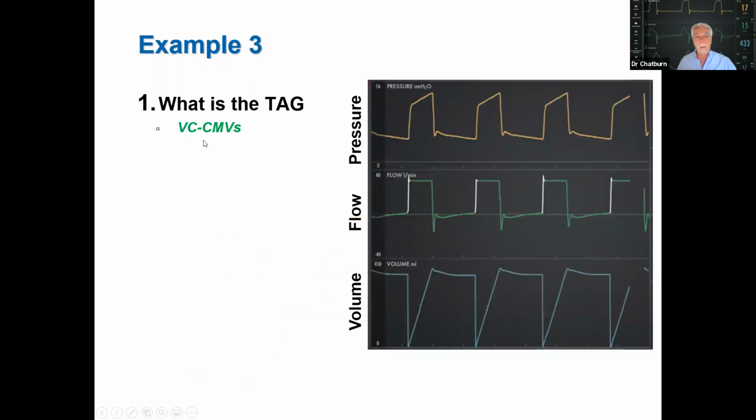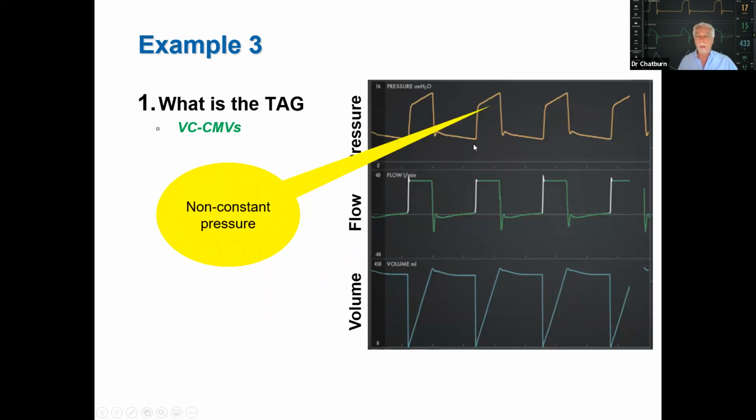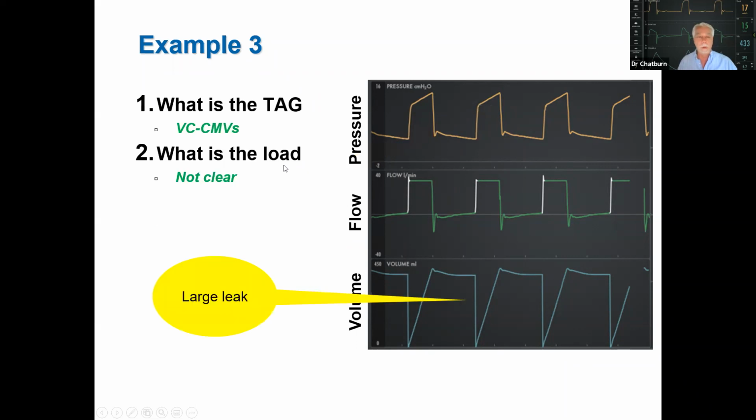Here's another example. Here we see volume control, continuous mandatory ventilation. Well, how do we know that? Again, we see constant flow. You're only going to get that if you're controlling it. Every single breath has the same inspiratory time, so it's volume cycled. So these are all mandatory breaths. And we have the non-constant pressure rise that we would expect to see in pressure control.